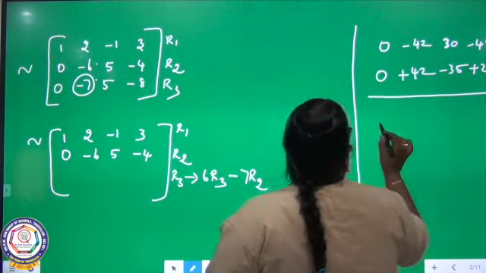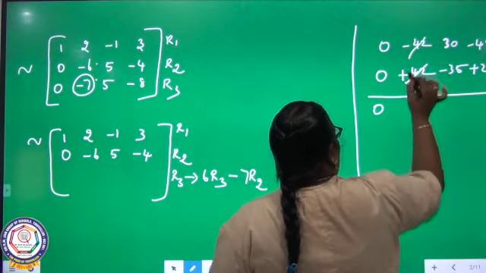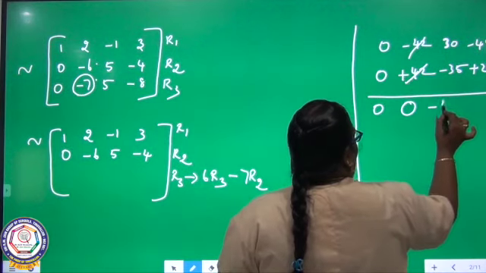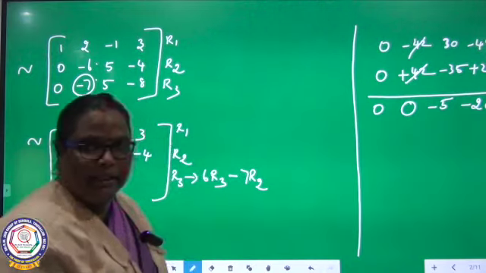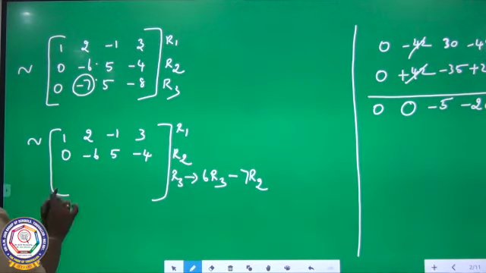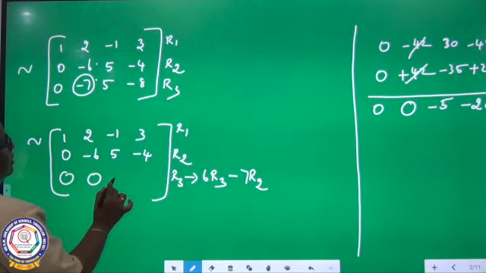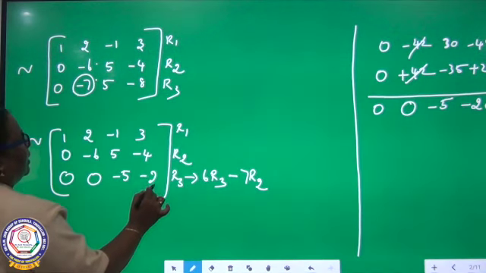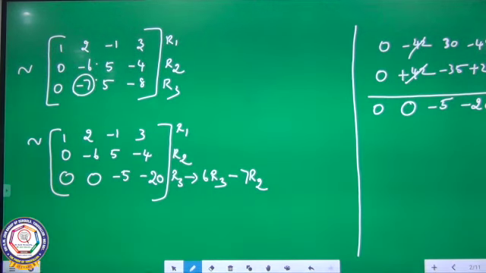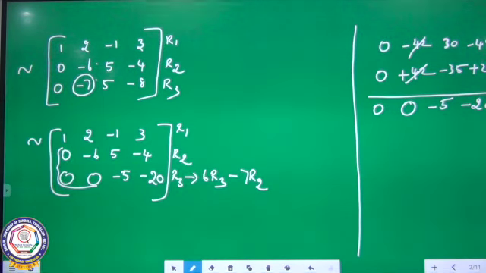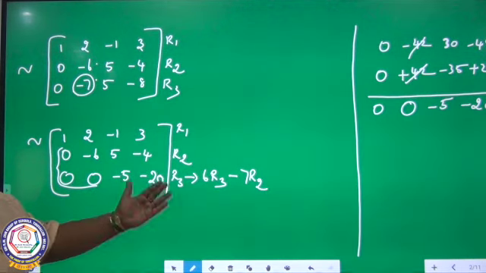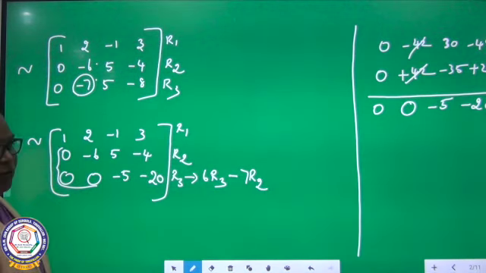See the value, 0. 42, 42 get cancelled, 0. Minus 5, minus 20. So I will write it here: 0, 0, minus 5, minus 20. So I made the matrix into echelon form. Now it is in row echelon form. Now it is easy to do the sum.